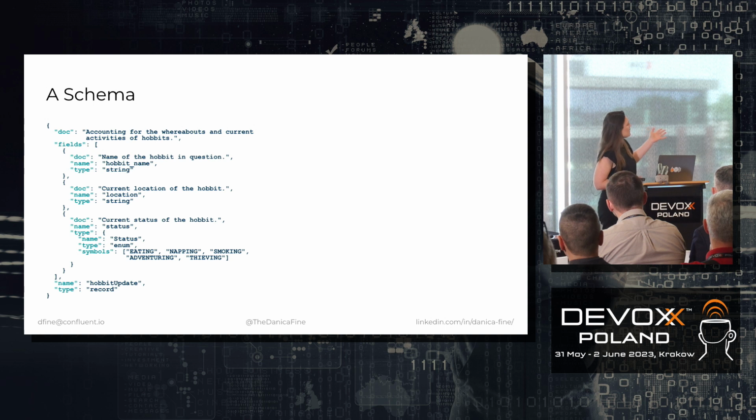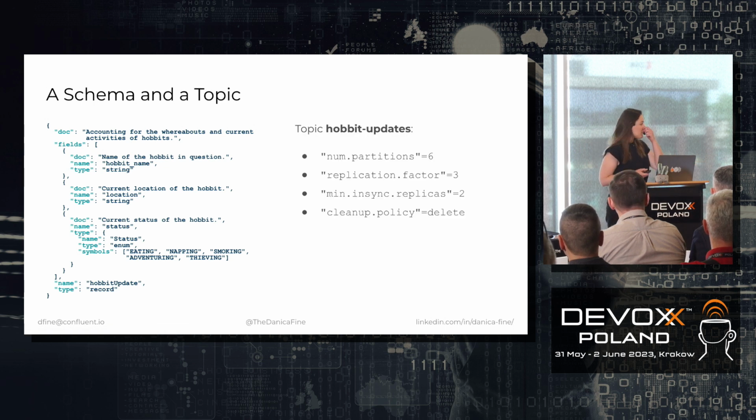So what do we need? We need the name of the hobbit, who we're dealing with, where they currently are. And, hobbits don't do too much, so we have a limited subset of things that they could currently be doing. Great. This is going to be our Hobbit update schema, and we're going to create a corresponding topic to store this data in. Hobbit updates, that makes sense.